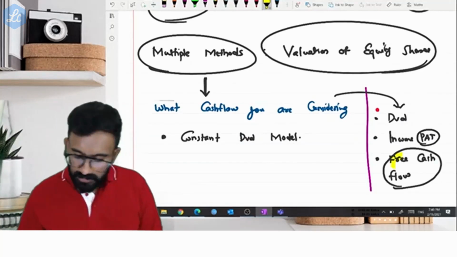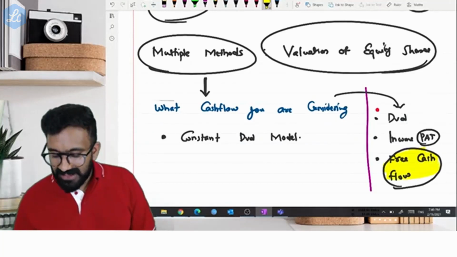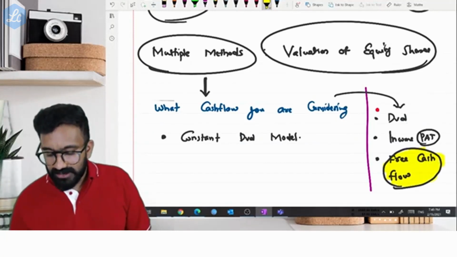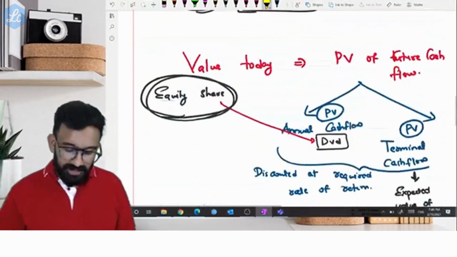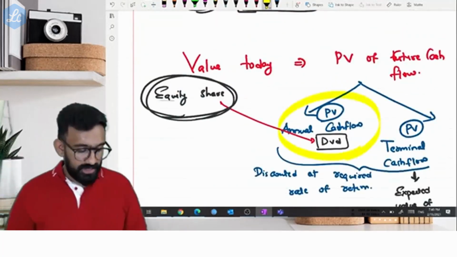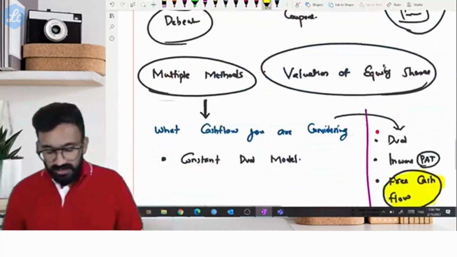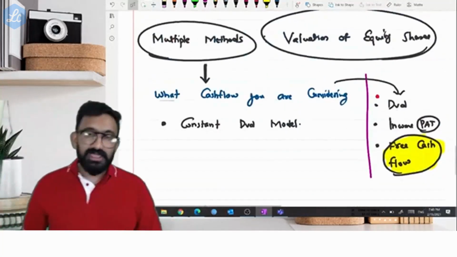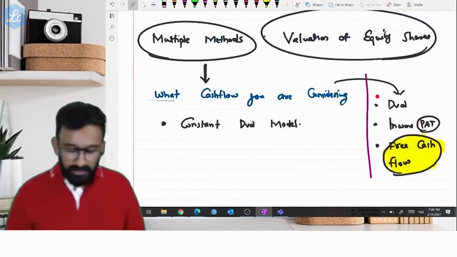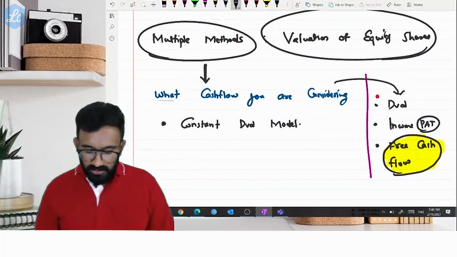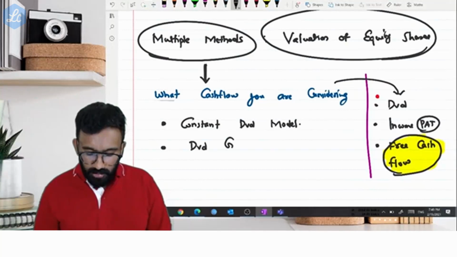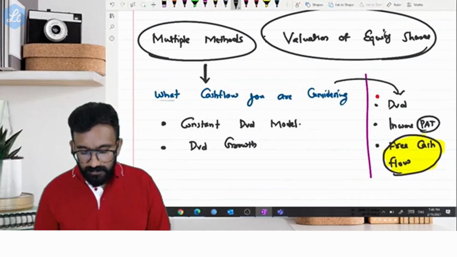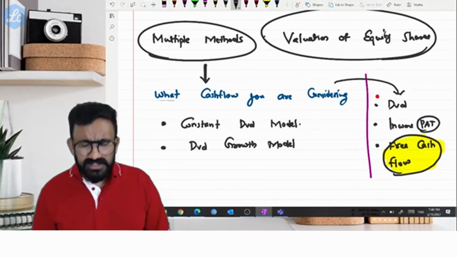So you have multiple models in which we compute, and what we are going to discount is the only thing that changes. Whatever annual cash flow you take, if it changes, then we accordingly replace that particular cash flow in your model. That's it. So constant dividend model, you have dividend growth model. These are all very simple to understand.